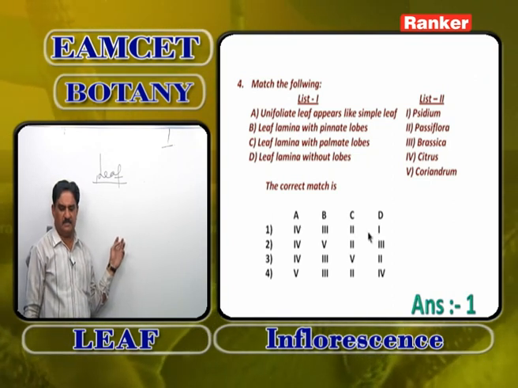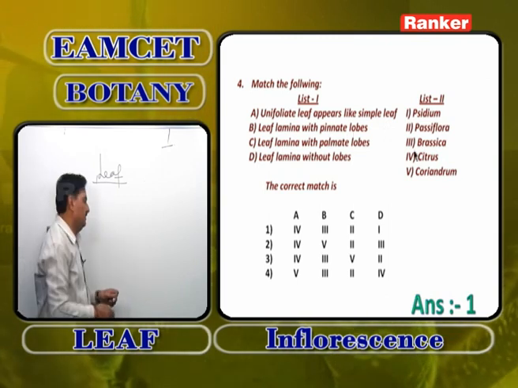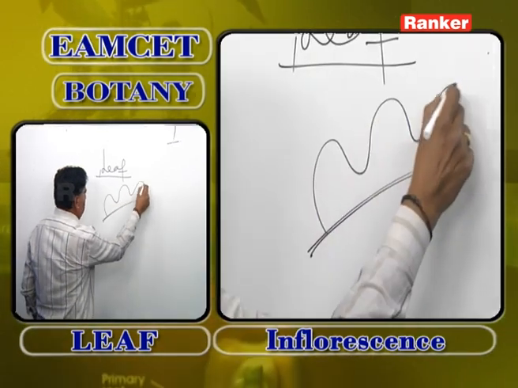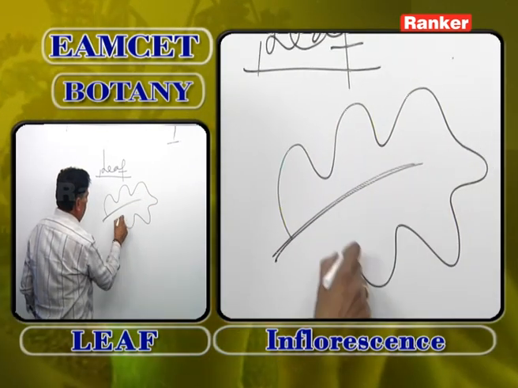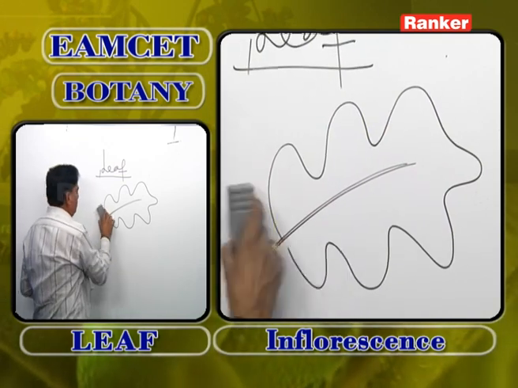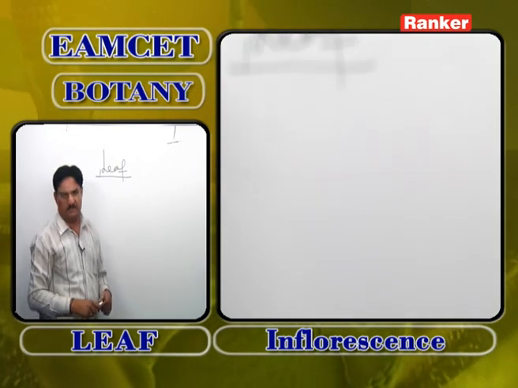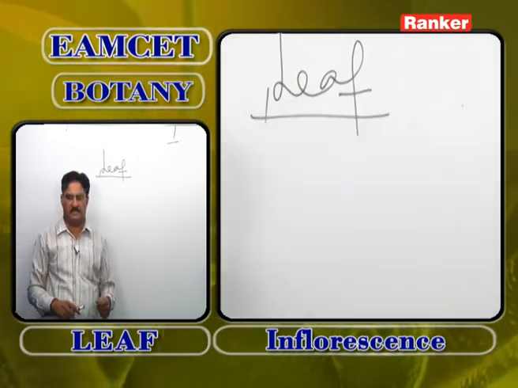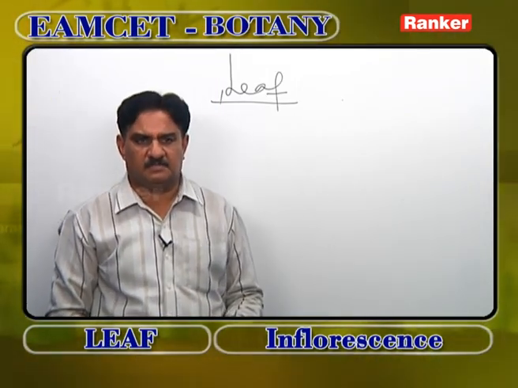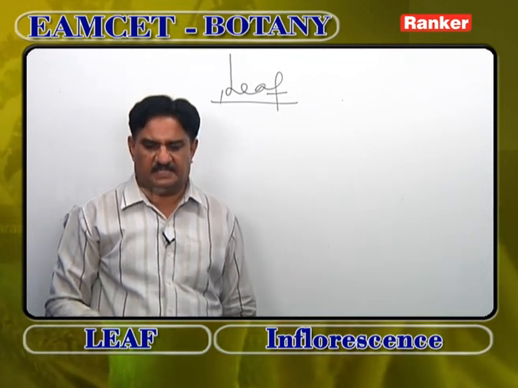Unifoliate leaf appearing like a simple leaf is Citrus. Leaf lamina with pinnate lobes is Brassica. What is a pinnate lobe? Suppose this is the midrib. Lobes will be like this and their number is equal on both sides of the midrib. This is called a simple leaf with pinnate lobes. Simple leaf with palmate lobes means the lamina shows lobes which resemble fingers in a palm: Passiflora. Leaf lamina without lobes means all the leaves are simple without any lobes. Example, Psidium.